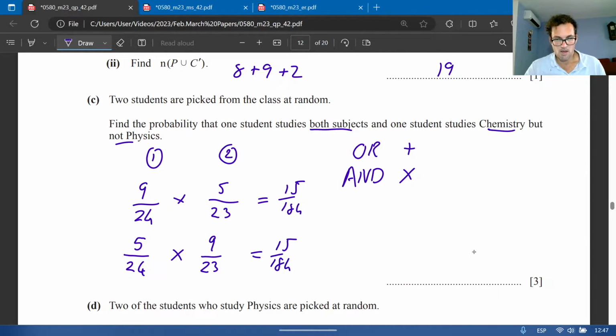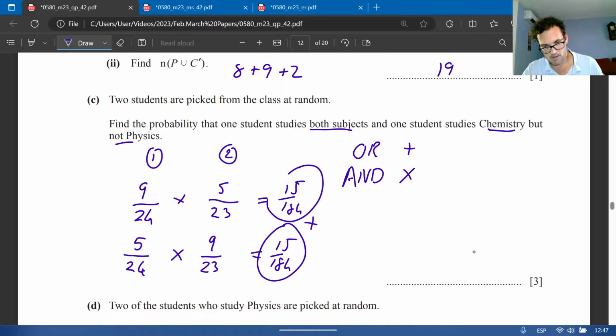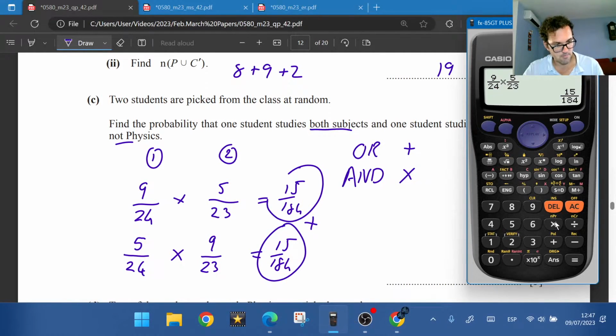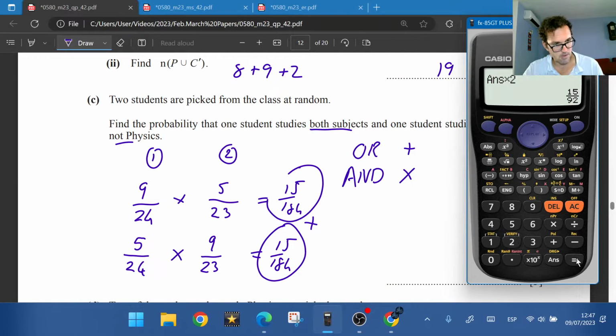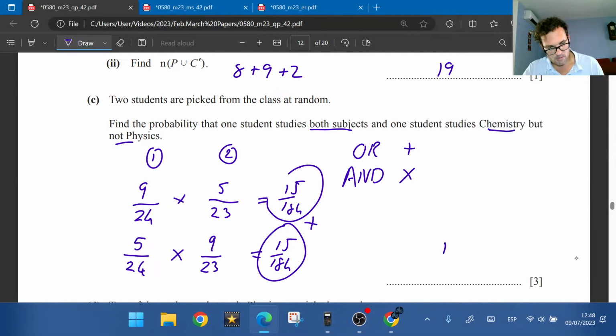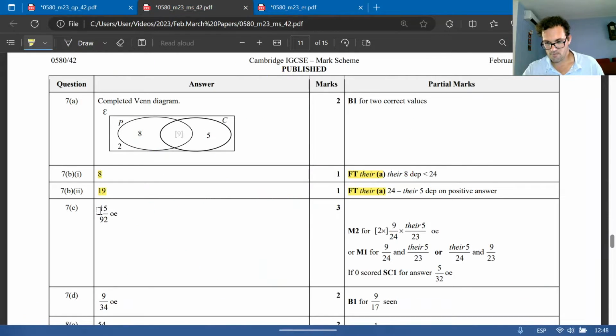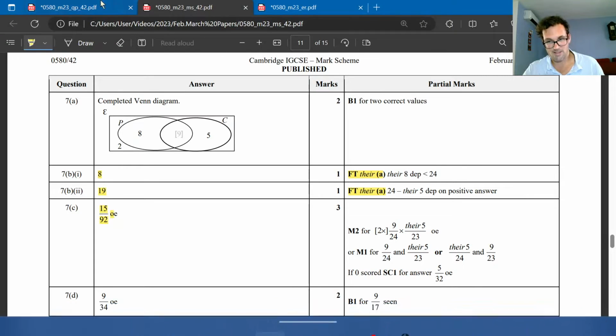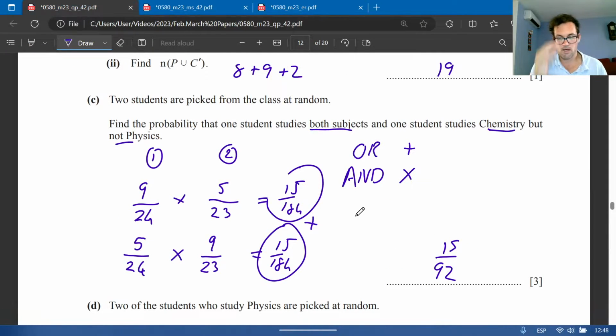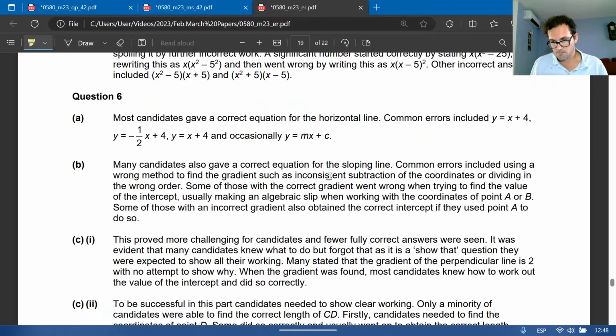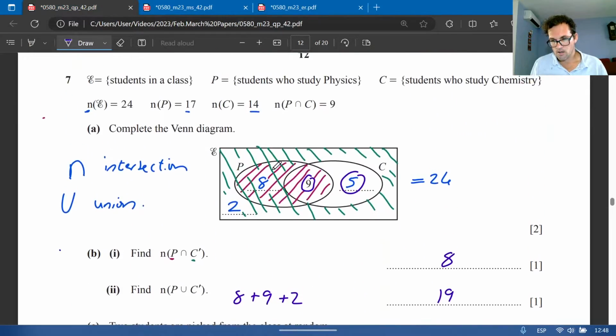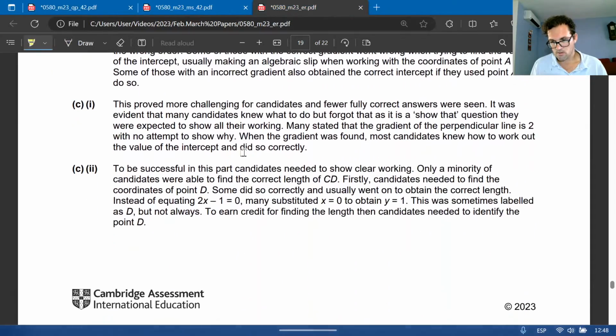Okay. Now we got the OR rule. This or this can happen, so we need to add this together. Or we can just multiply it by 2. And that, ladies and gentlemen, is our final answer. 15 or equivalent. Okay, so that is maybe the hardest part of this one to understand. Now we need to double what we've done. Yeah?